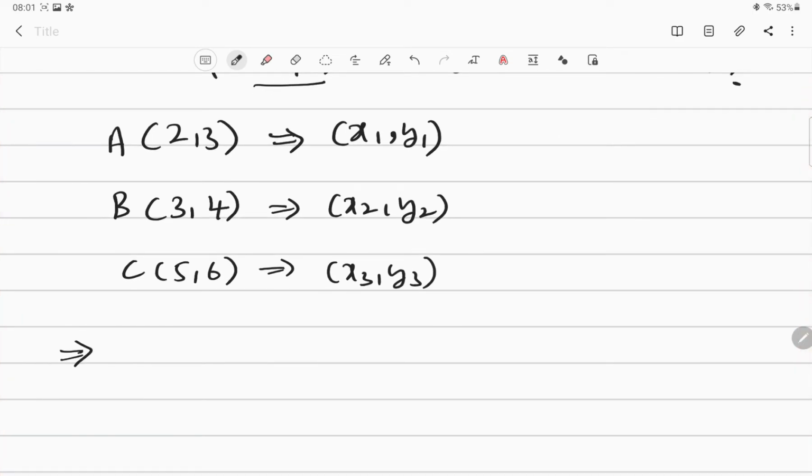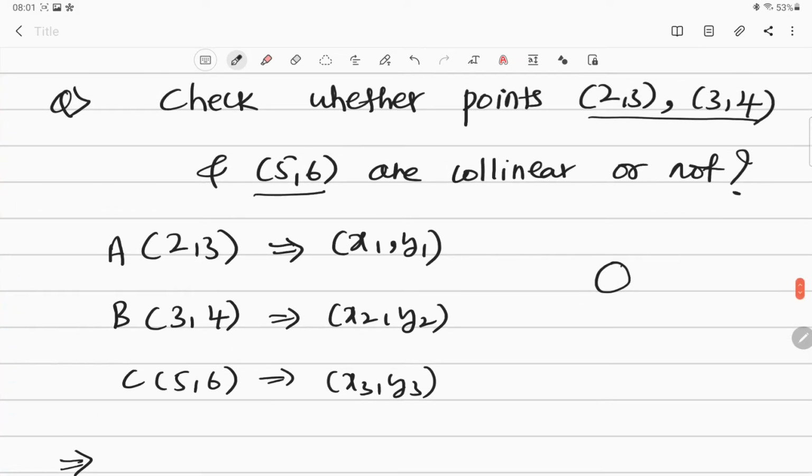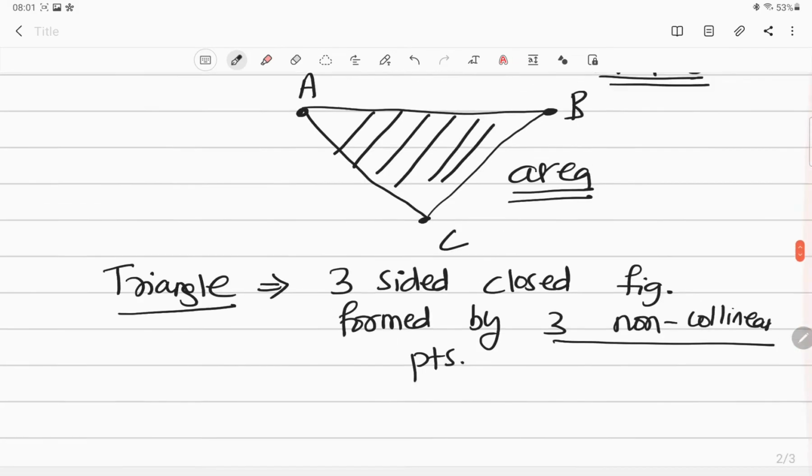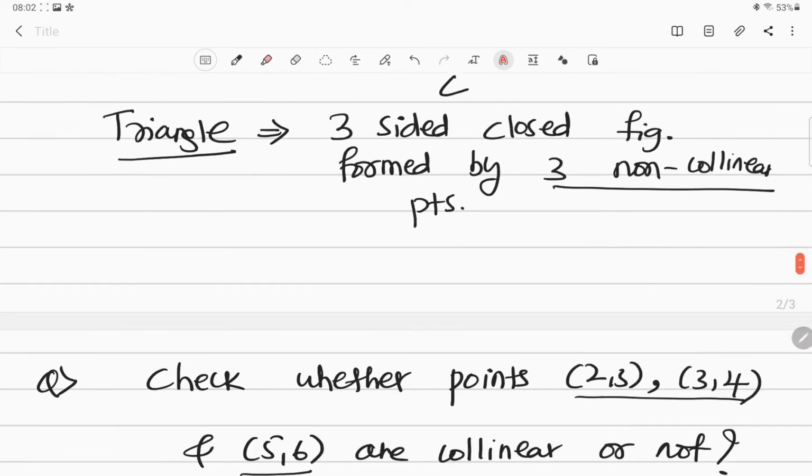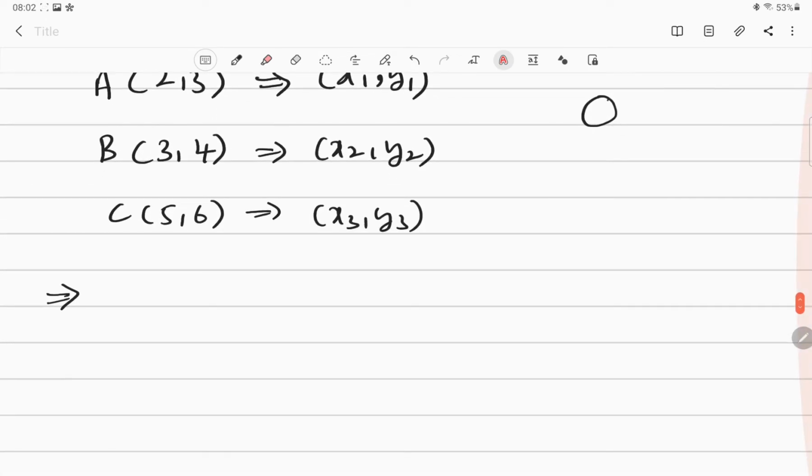Correct. So if this area of the triangle is coming to be 0, then these points are going to be collinear. Because I told you, collinear points means there is no triangle for A, B, C, and the area is going to be 0. You find out the area. In the last video I explained how to find the area of the triangle.